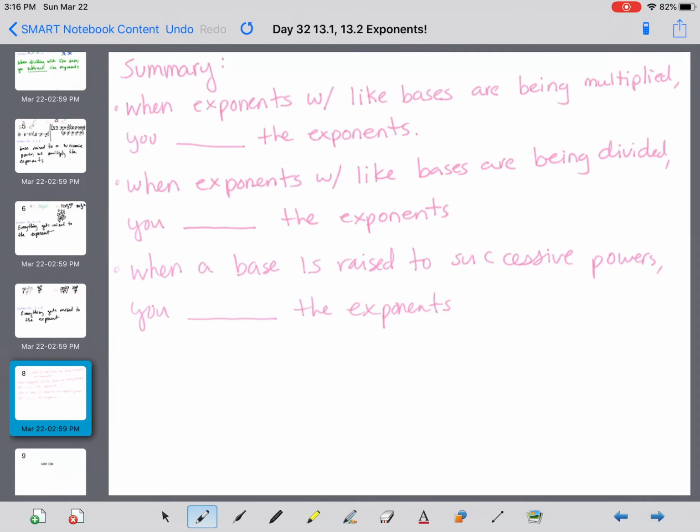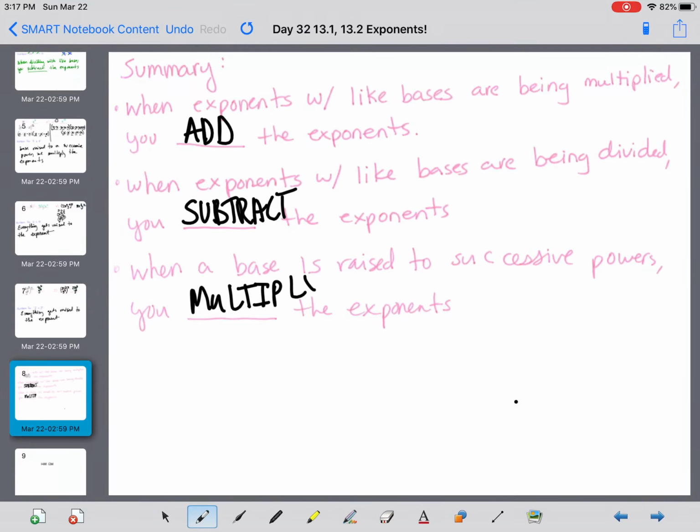So for my pattern here, I just have a little summary that I want to go through because, again, it's really easy to do these individually, one at a time, when everything is isolated, but it gets kind of tricky when we start putting a lot of things together. So for our summary, when exponents with like bases are being multiplied, you are going to add the exponents. When exponents with like bases are being divided, you are going to subtract the exponents. And when a base is raised to a successive power, you are going to multiply the exponents together.